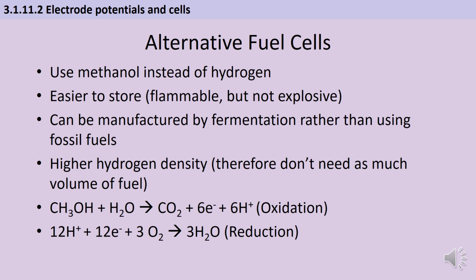And one example of an alternative is methanol. So first thing going in methanol's favour is that it's much easier to store. Even though it's still flammable, it's not explosive. Secondly, you can manufacture it by fermenting it. So if you take some maize or some rice and you ferment it down, you can produce an alcohol, and then you can sort of distill that off. So that's obviously an advantage because we're running out of fossil fuels.